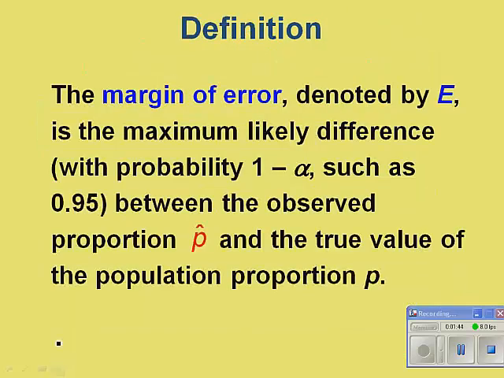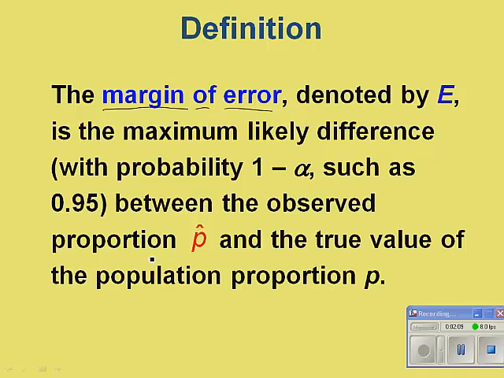Okay, new definition. How many have heard of this expression before? Margin of error. All right. Margin of error, denoted by E, is the maximum likely difference with probability 1 minus alpha, such as 0.95 between the observed. You don't write that down.